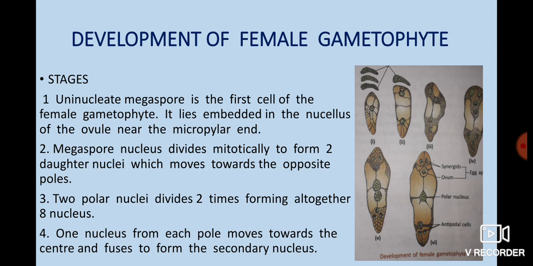So previously two daughter nuclei are formed, then those two nuclei are going to divide two times, forming a total number of 8 nuclei. One nucleus from each pole moves towards the center and fuses to form a secondary nucleus. So from those 8 nuclei, one from the top and one from the bottom will move to the center and fuse with each other, which will result in the formation of a proper definitive secondary nucleus.